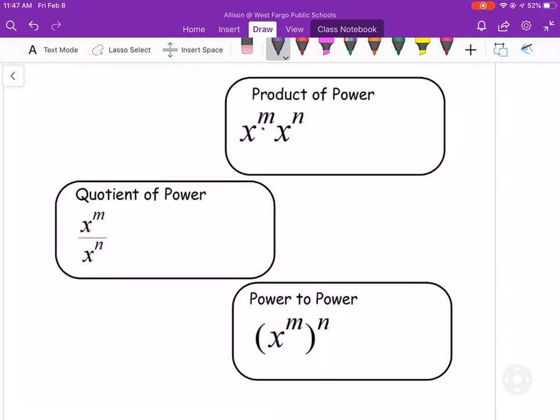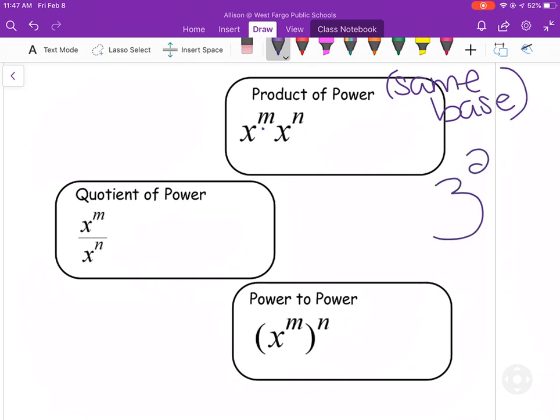So we have six rules that we're going to use, and the first one is the product of powers rule. Product of powers is when you're multiplying and the bases are the same. So one thing for this rule is that you have the same base. Maybe just a quick reminder, if you have like 3 to the second power, the big part is the base, and the small part is the exponent. So when I say the bases are the same, we have x to the m and x to the n, so same base. And you're multiplying, then you add the exponents. So bases are the same, multiplying, add the exponents.